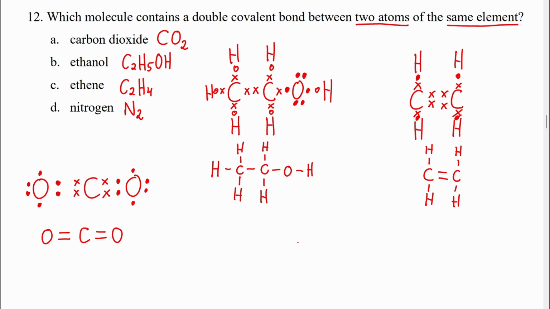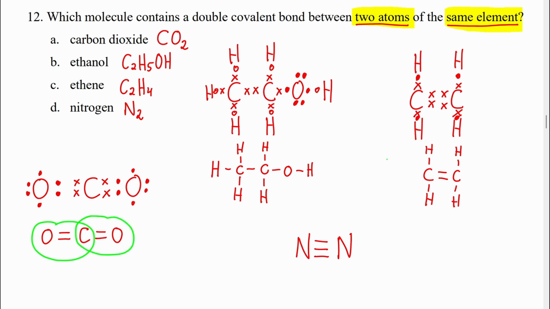While nitrogen in here, it is a triple covalent bond, right? And we already discussed this structure in the previous question. Okay? Now, let's check the question one more time. The question is asking about between 2 atoms of the same element. So in this case, you can see option A, carbon dioxide. This is double covalent bond, but this is different element between oxygen and carbon. The same thing with this carbon in here.